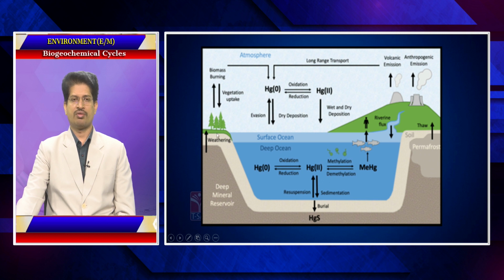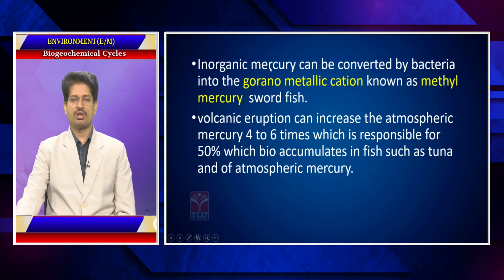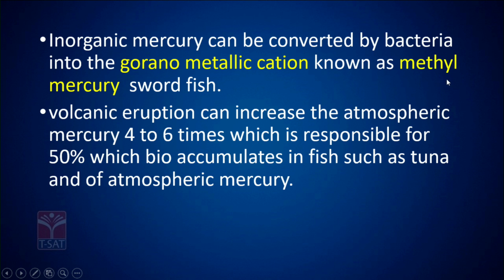Volcanic activity, industrial activity, weathering and erosion, gases in the air, Hg gets into the water and enters our body from fish and aquatic organisms. Inorganic mercury can be converted by bacteria into a metallic cation known as methyl mercury. So, it is being converted into methyl mercury, into a molecule, and enters the living being. So, it exists in our body in the form of methyl mercury. Volcanic eruption can increase the atmospheric mercury 4 to 6 times, which is responsible for 50% of the bioaccumulation in fish such as tuna.